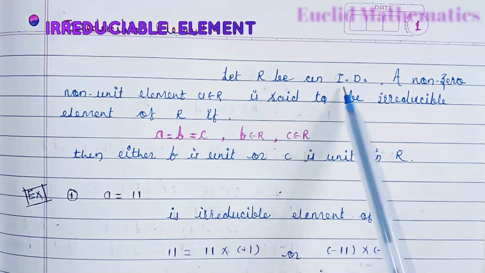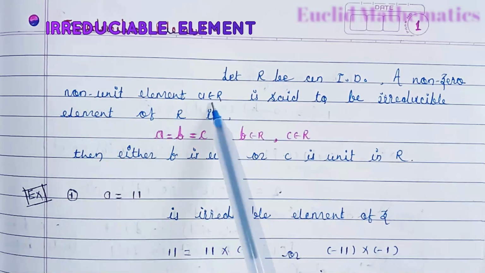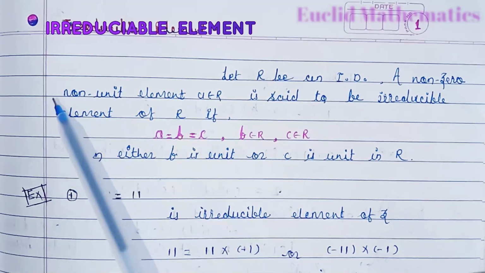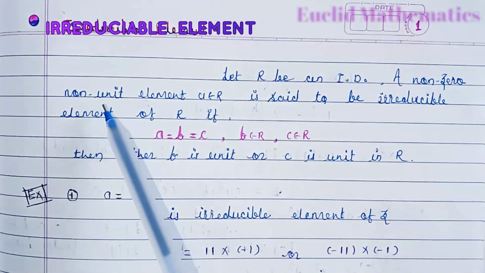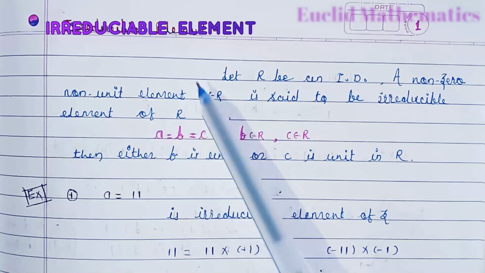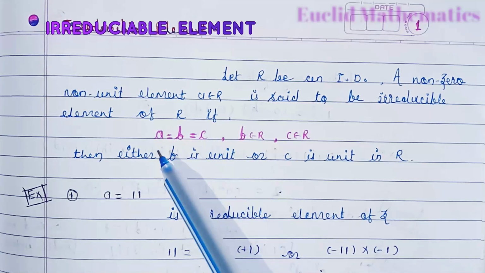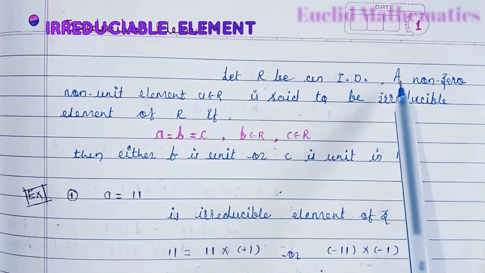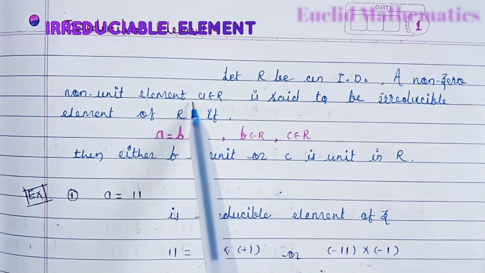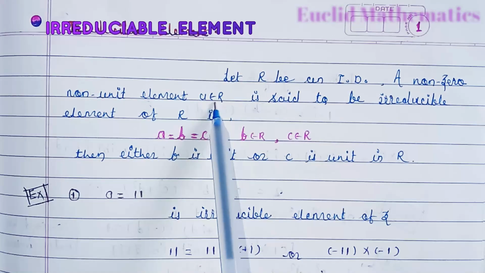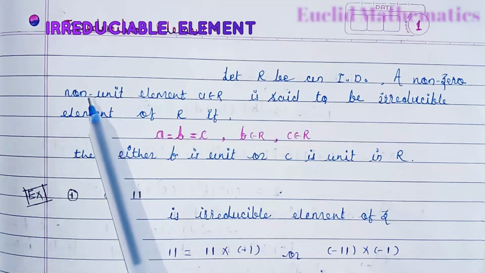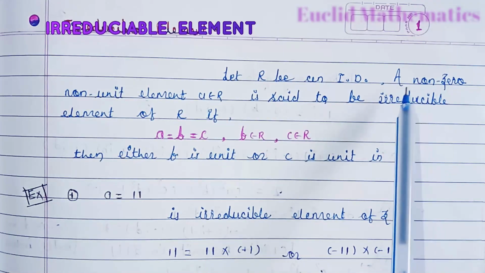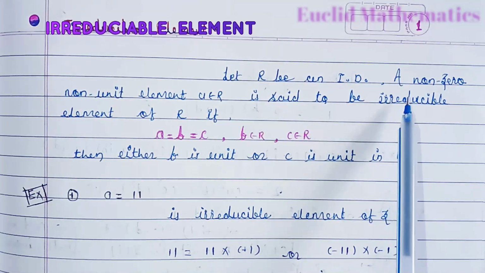So if R is an integral domain, consider a non-zero non-unit element a belonging to R. First of all, what is meant by a unit element? A unit element has a multiplicative inverse. So if a is a unit element, that means a has a multiplicative inverse in our ring. A non-unit means it does not have an inverse, and it is non-zero. Such an element is said to be an irreducible element.